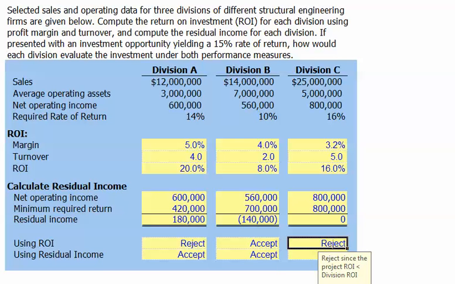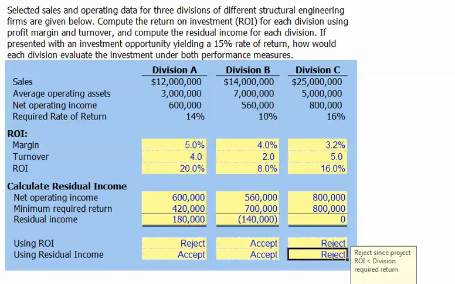Division C would reject the project using ROI, since its current ROI of 16% is greater than the 15% rate of return offered by the project. It would also reject the project using residual income, since the project's ROI of 15% is less than its required rate of return of 16%.